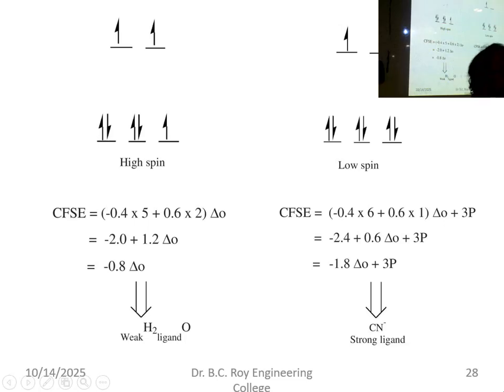Why, sir? Low spin means delta O is low, so it cannot pair up the electrons. Never can it pair up the electrons. So for your weak field ligand, it will always be high spin. Pairing of electrons is never happening. So what is the point of calculating? Because if there are two possibilities, then you calculate to find out whether it will be low spin or high spin. But for a weak field ligand, there is no such possibility. It will always be high spin and never low spin. Then why calculate?